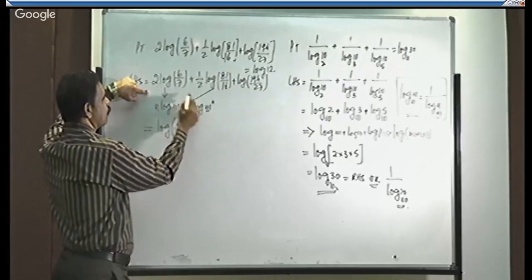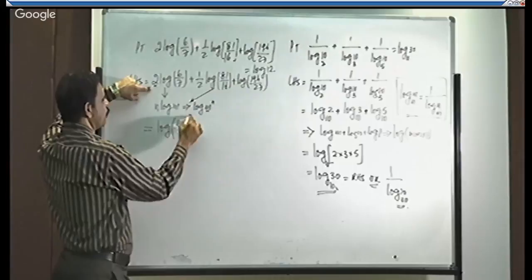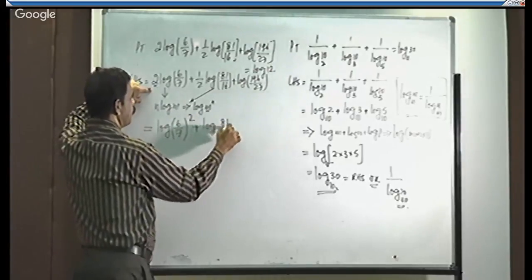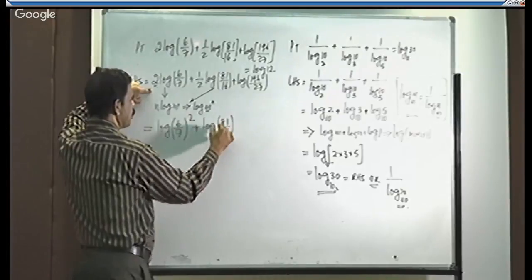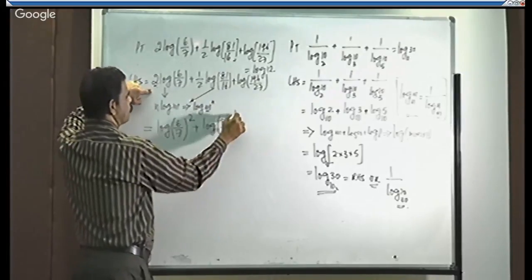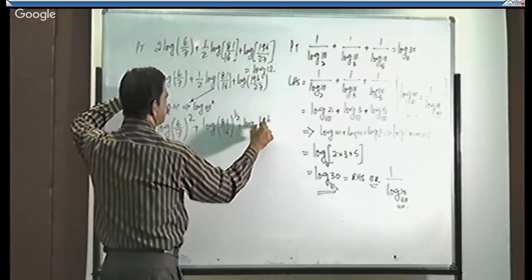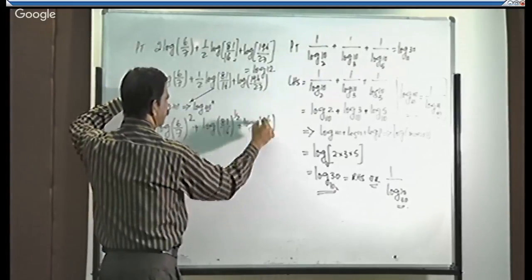To the power of n. So in place of n, we have 2, write 2. Log of 81 divided by 16 to the power of 2, plus log of 196 divided by 27.